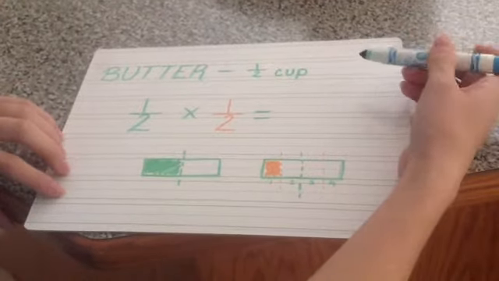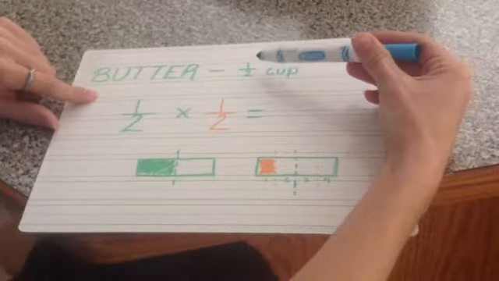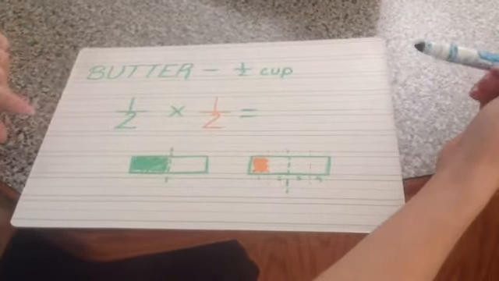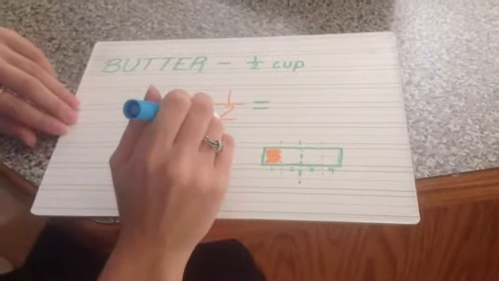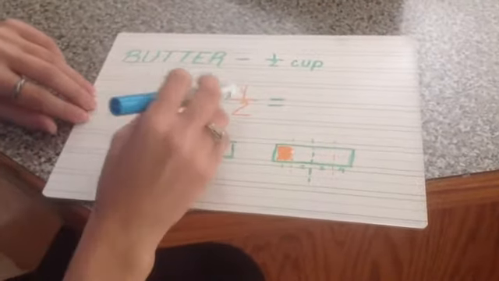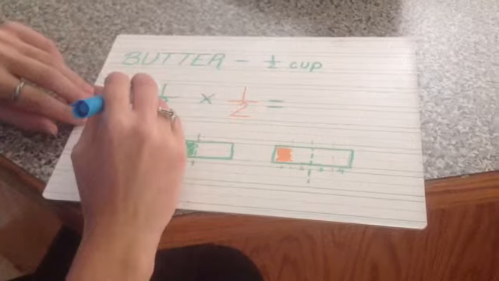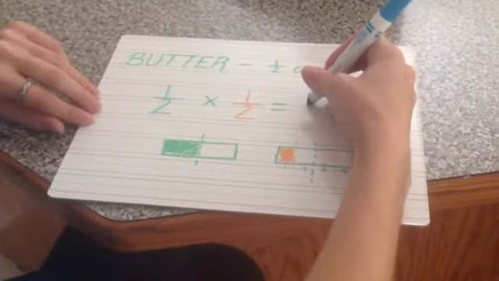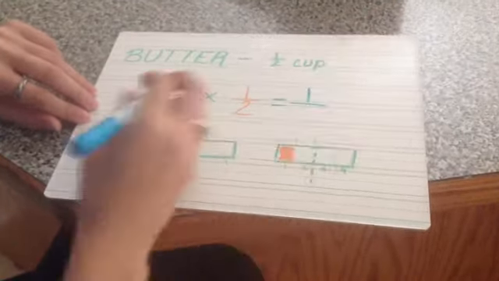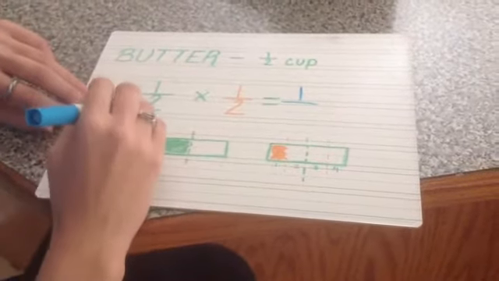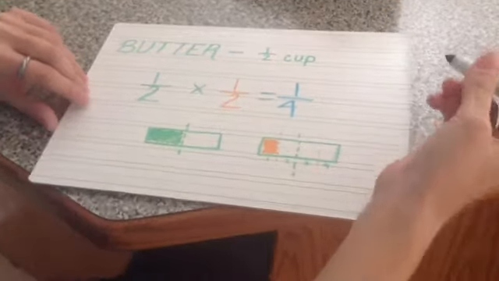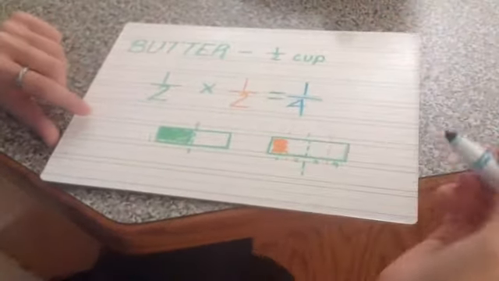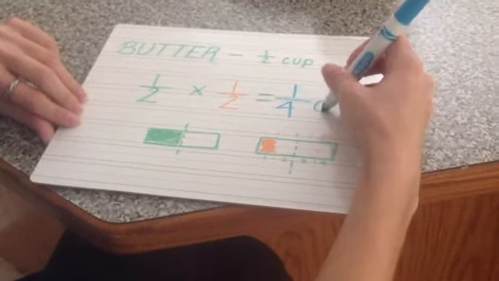Let's get started. Okay, so the banana bread recipe calls for 1/2 cup butter. But since we're cutting our recipe in half, we need to multiply the 1/2 cup by 1/2. To do this, we multiply the numerator by the numerator, so 1 times 1 equals 1. And then we multiply the denominator by the denominator, so 2 times 2, which is 4. So now, since we're cutting our recipe in half, instead of 1/2 cup butter, we need 1/4 cup butter.